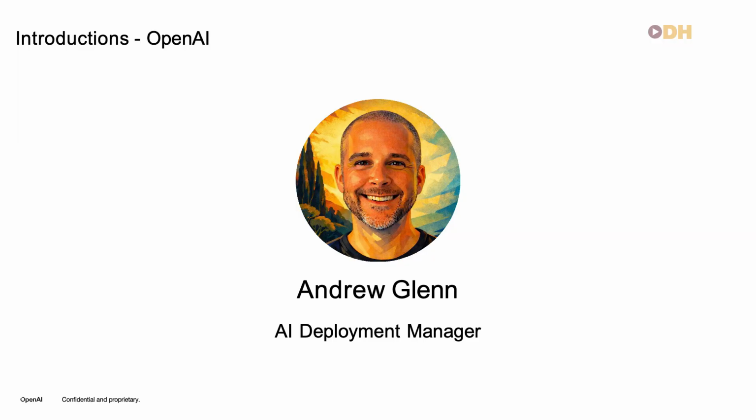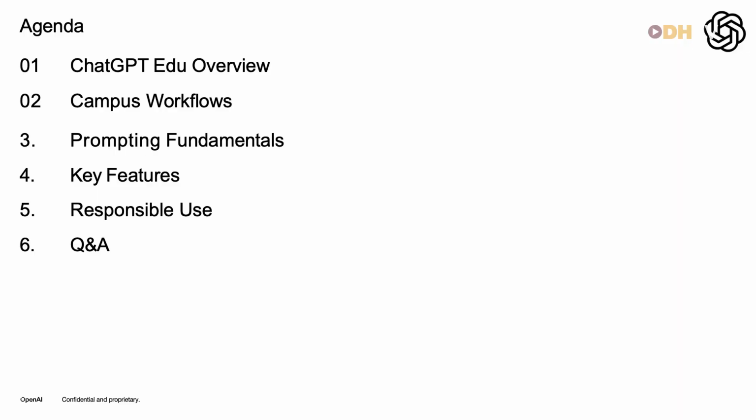Again, my name is Andrew Glenn. I'm an AI deployment manager based in San Francisco. I've been with OpenAI almost 2 years, so like 5 to 7 years in the AI space. I got my offer the day I left the hospital with my son. So for anyone who has children, the past 2 years, it's been a whole thing. It's been exciting.